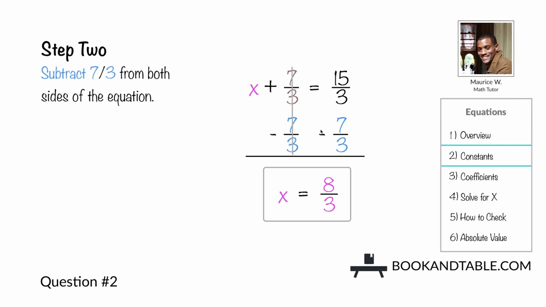Subtract 7/3 from both sides of the equation. Positive 7/3 and negative 7/3 cancel each other out, leaving us with just x on the left side.